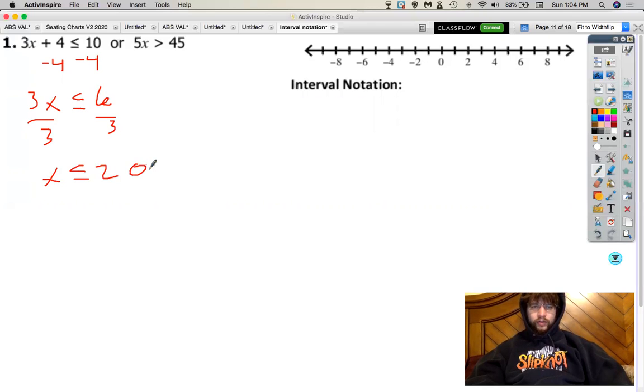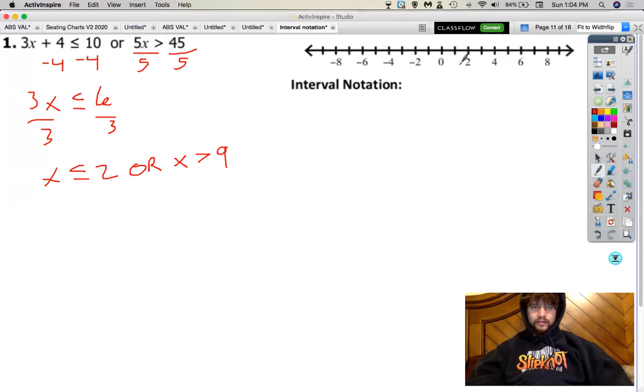Okay, don't forget your "or". I'm going to solve this one. Divided by 5, divided by 5, well, I'm done already. x is greater than 9. So here's what we got. x is less than or equal to 2, or x is greater than 9.